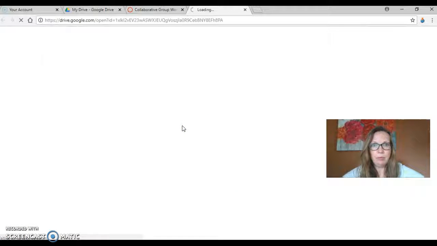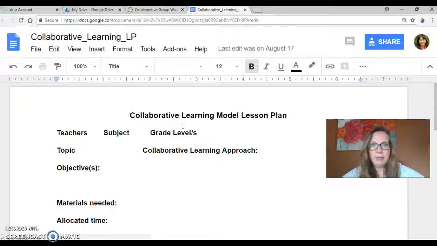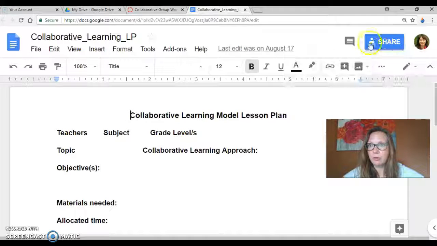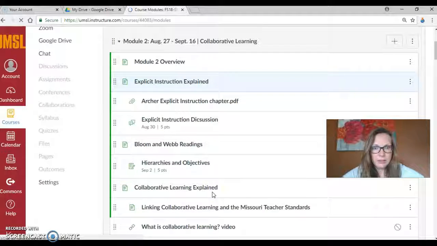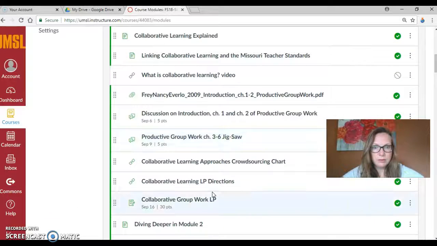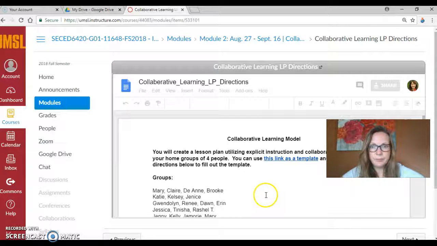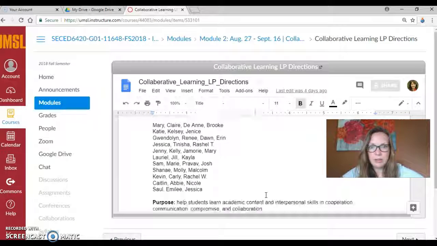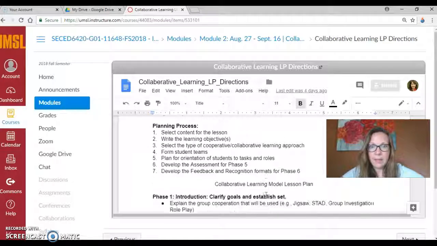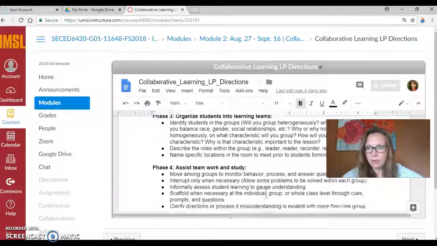I have given you a lesson plan template that you are welcome to use here. If you copy and paste this, then share it with your group members, then you'll have a collaborative space to work. And there are more directions on what I'm looking for here. So this tells you who your group members are, and for the lesson plan, it tells you what I'm looking for in each of those phases that you saw in the lesson plan template.